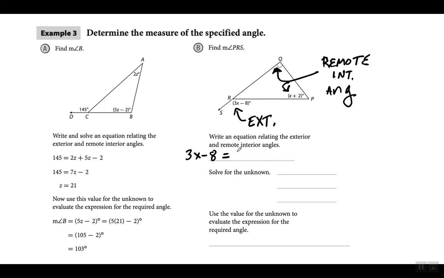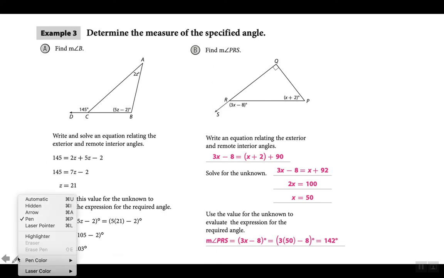Alright, so let me write x plus 2 first. X plus 2 plus 90. That would be my equation. Ahí está mi ecuación. Okay, now solve for the unknown. Resuelven para x, básicamente. Alright, so 2 plus 90 is 92. So 3x minus 8 equals x plus 92. Okay?